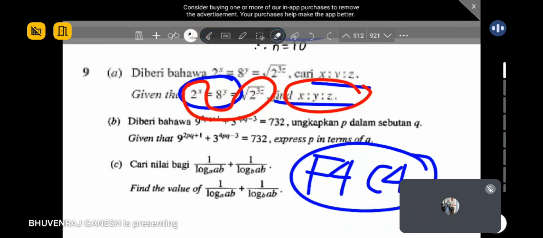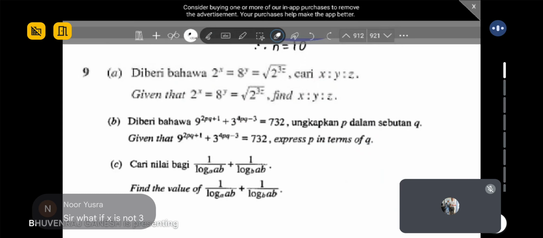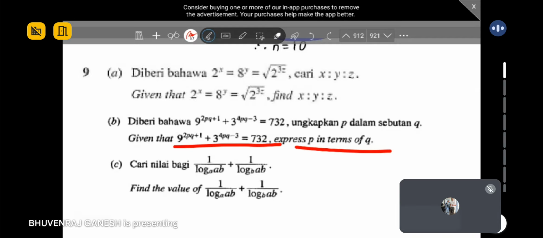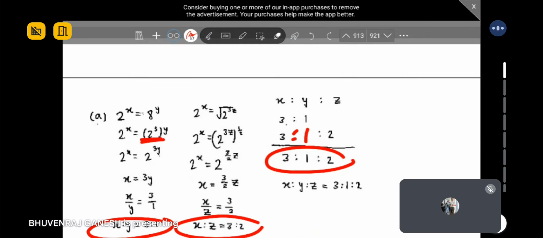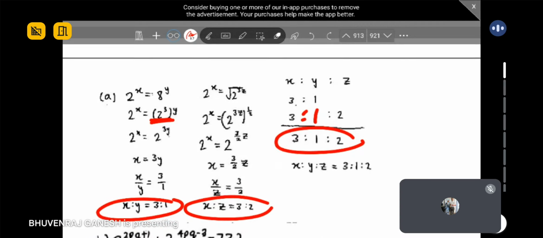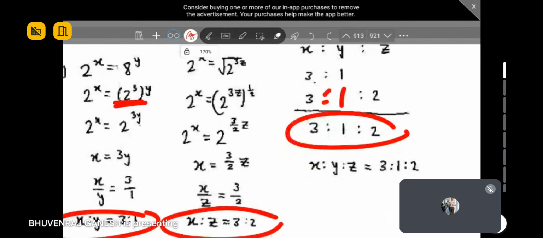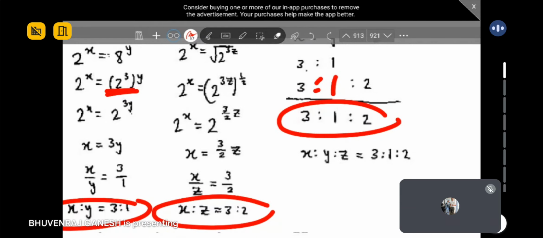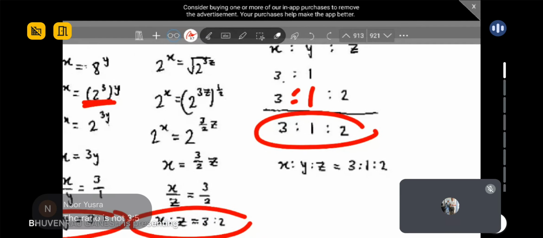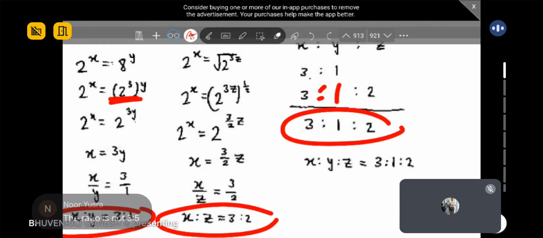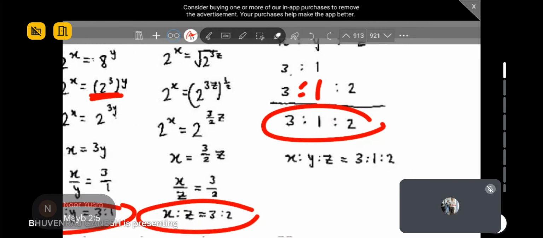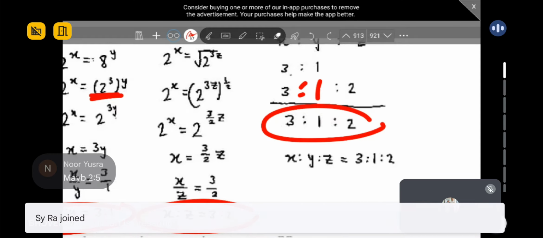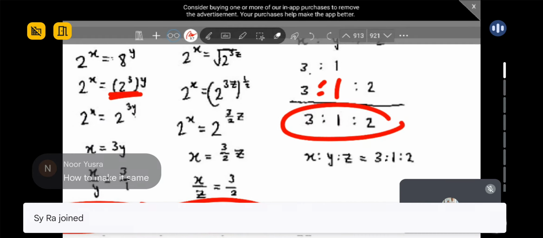Okay? Alright, so we see question B. Soalan B. Okay, so question B, they ask you express P in terms of Q. What if X is not 3? What do you mean? What if X is not 3? I don't understand your question. X can be any value, guys. You just follow me. Ikut saja nisbah dia. The ratio is not 3 to 5. 5 is what? Oh, maybe 2 to 5. How to make it same?